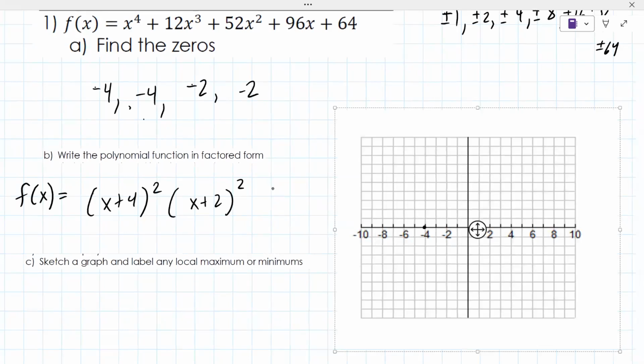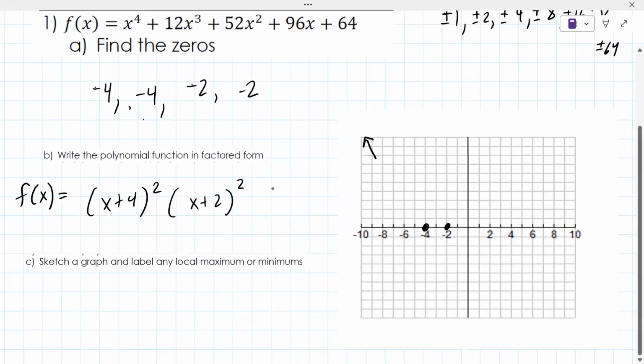So we know it touches at -4, it touches at -2, and it does this. Now you could also find the y-intercept. What would the y-intercept be in this problem? The y-intercept is 64. 0, 64, yeah.